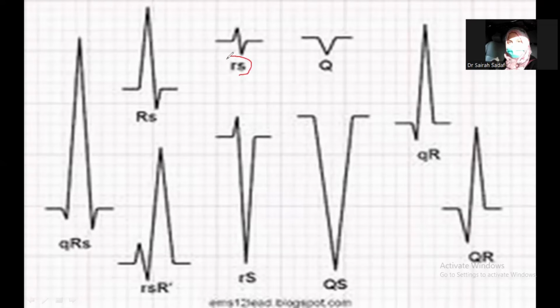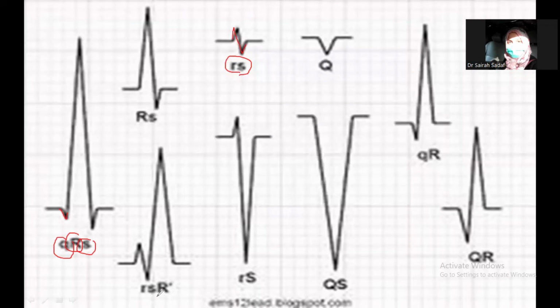So when we write small rs, it means that we have a small r and a small s. When we write small q with a tall, big R, capital R, and small s, it means that, literally, we have a small Q wave, a giant tall R wave, and again a small S wave. That's why we write small s with a capital R.